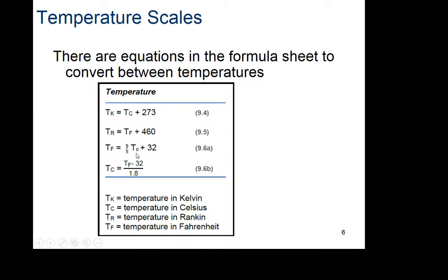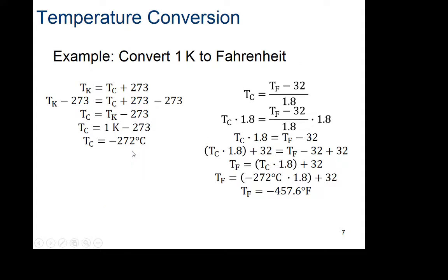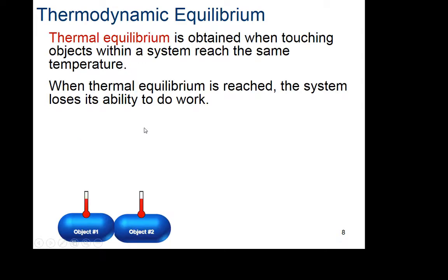Fahrenheit to Celsius, you could use this one. And then this is basically the same equation, just rearranged for Celsius. So if you had Fahrenheit and you wanted to go to Celsius, you could use this one. Or you could just rearrange this one. So here's an example of converting 1 degree Kelvin into Fahrenheit. So I think that doesn't need much explanation, so I'll move on.